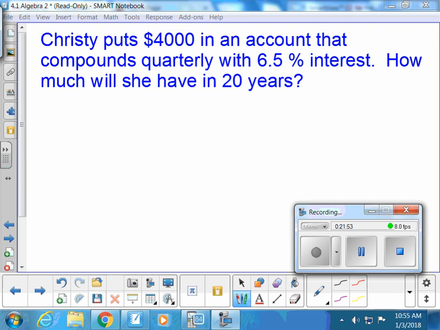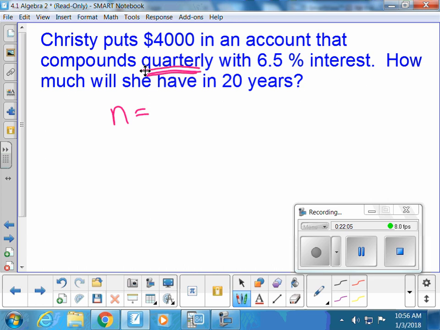All right, let's look at this example. Christy's putting $4,000 into an account that compounds quarterly. So this is the first time we've seen something like this. That word quarterly is going to give us our N value. How many times in a year do you think a quarterly would be? 4. Good. I'll go ahead and run you through some of the other scenarios. What about semi-annually? How many times do you think that would be? 2 times. Monthly? 12 times. Daily? Yep, I think that's probably all the scenarios we'll run across.